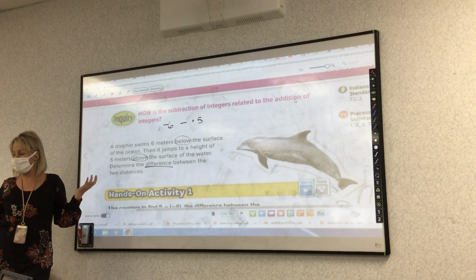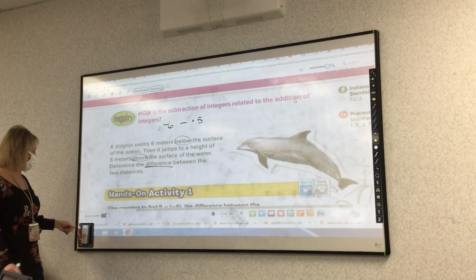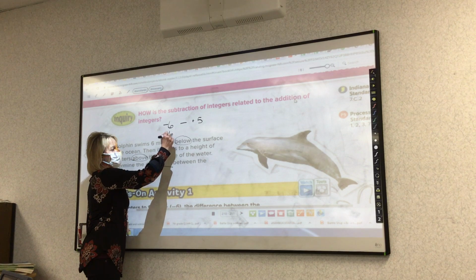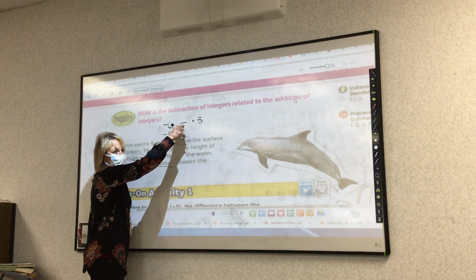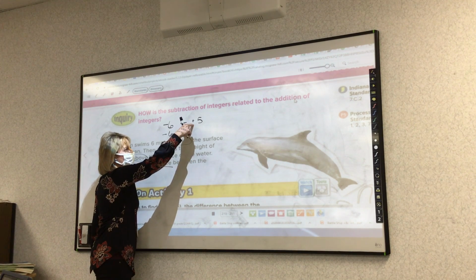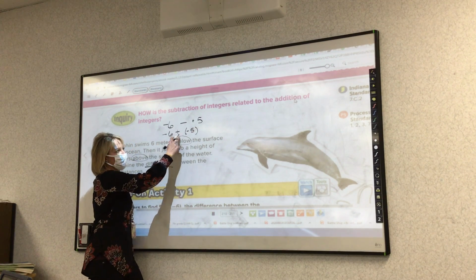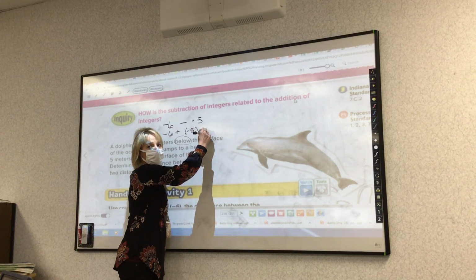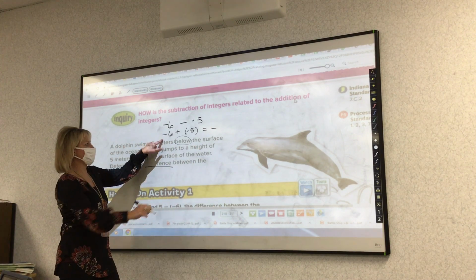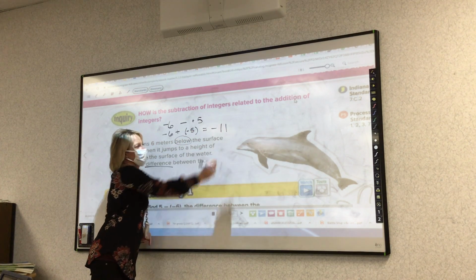Now, knowing the way that I like to do it, it's just keep, change. I'm going to do it below. I'm going to keep the -6. I'm going to change the subtraction to addition. And I'm going to change the positive to a negative. So now we just have a -6 plus a -5, which equals? -11. Negative what? 11. Not 1. If they're the same sign, you add. So it's a -11.